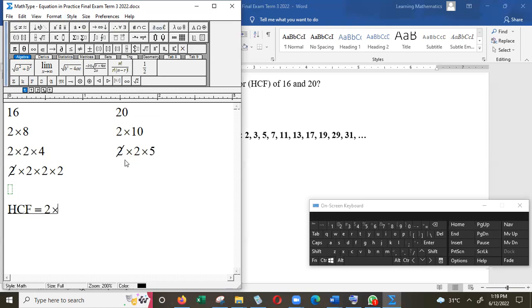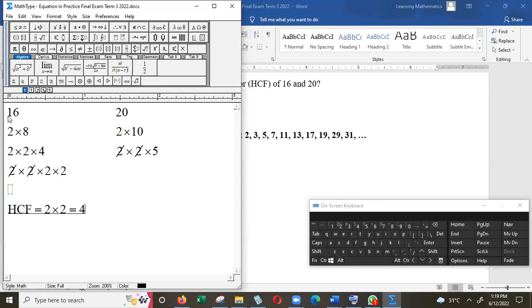We see a 2 there and we see a 2 there. So we can cross out this 2 and cross out this 2 and put it there. That's common. What else is common? There's no more 2s that's common, and 5 is not common. So that's it. 2 times 2 is common, and that is 4. So the highest common factor of 16 and 20 is actually 4.